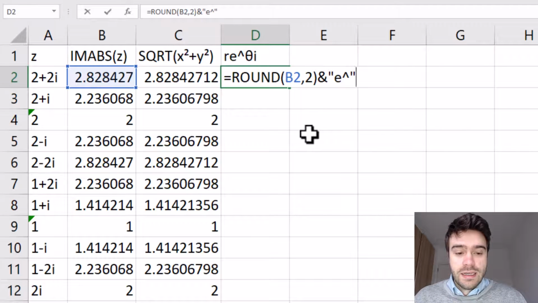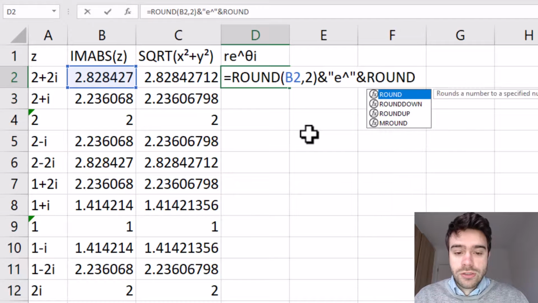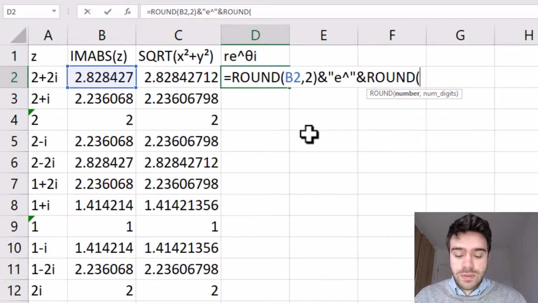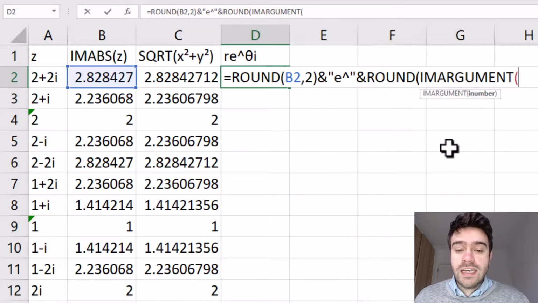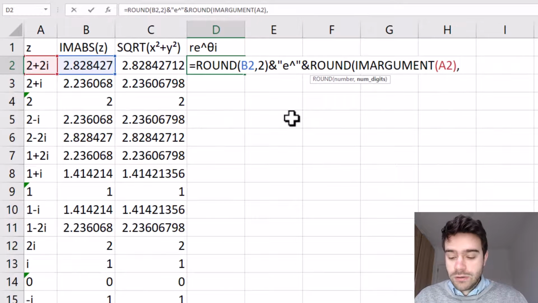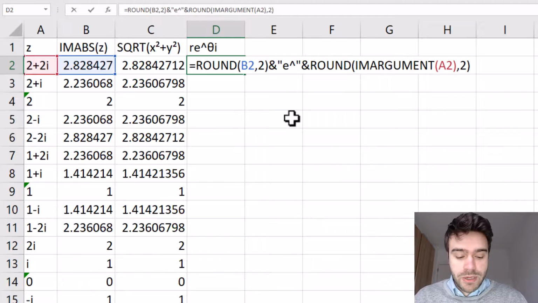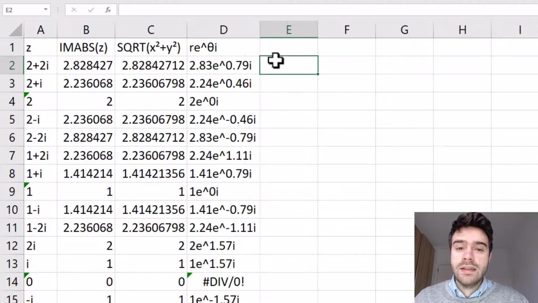Now theta is the argument, and we can calculate this using the IMARGUMENT function. But I will also be rounding this down to 2 units, so I will use the ROUND function, and the argument to the ROUND function will be the IMARGUMENT function. So we will be calculating the theta, or the angle, and we take the angle of our complex number here in column A. I will be rounding this down also to 2 digits, and then I will be concatenating this with the letter i. I press enter, and there we have our complex number in the exponential form.